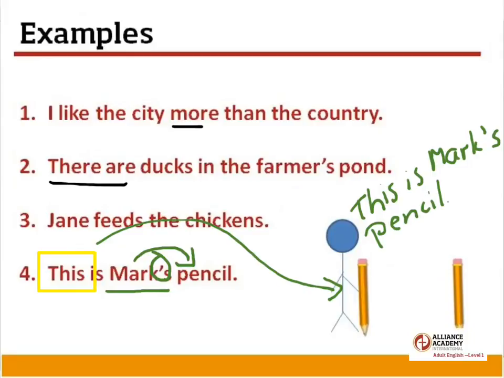If the pencil is far away from Mark, we cannot say this anymore. If the pencil is far away, we would say that is Mark's pencil. So remember, this for close, that if the noun is far away.